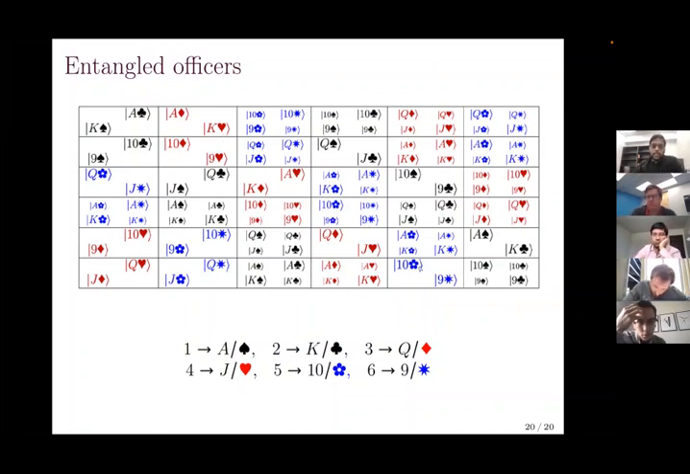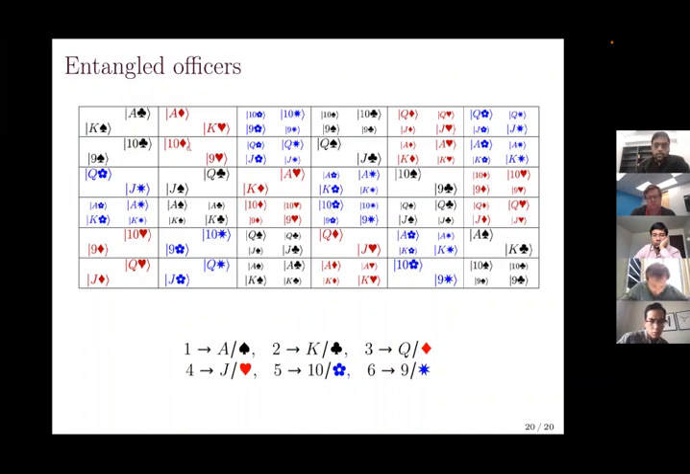And you'll see certain patterns they find. For example, they never see color mixing in these entangled officers. And also ace is always with king, 10 is always with 9, queen is always with jack in all of this.